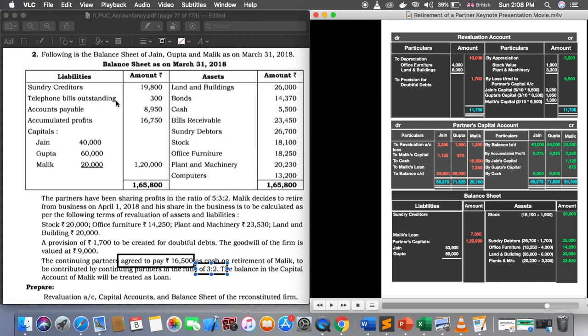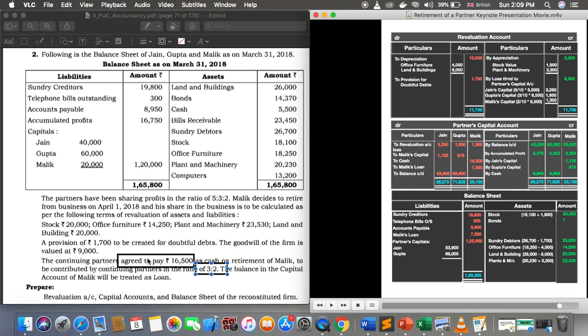So sundry creditors, there is no adjustment, so we will write the value as it is, 19,800. Straight away we'll write on the liability side 19,800. Similarly, telephone bills outstanding is 300, accounts payable is 8,950. And once that's done, we've finished with all the entries, so we can total it up. The total on the liability side is working out as 159,300.